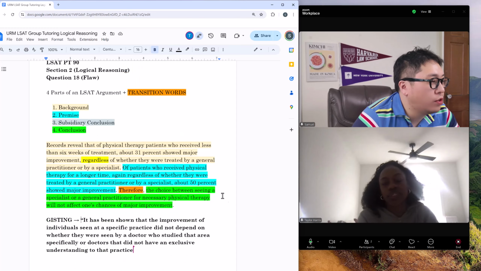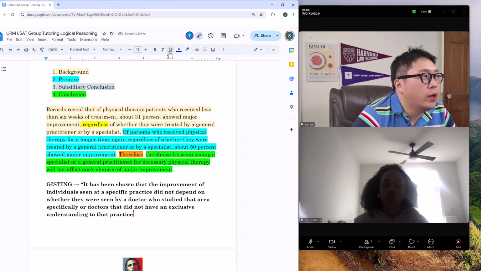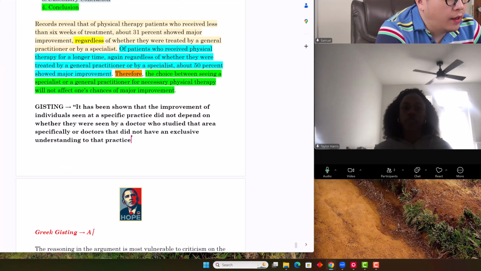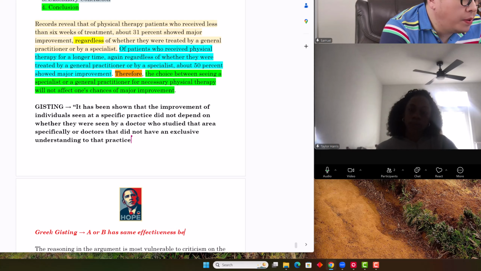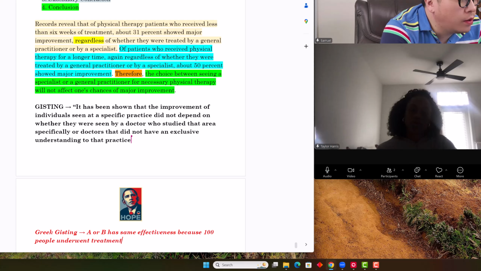So let's look at this. Let's do Greek gisting, okay? So what are they really saying underneath the facade? A or B has the same effectiveness. Why? Because 100 people underwent treatment involving either, okay?